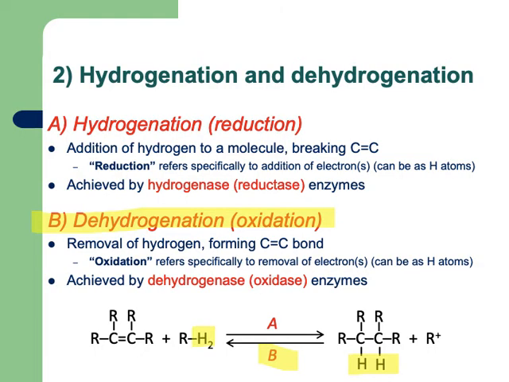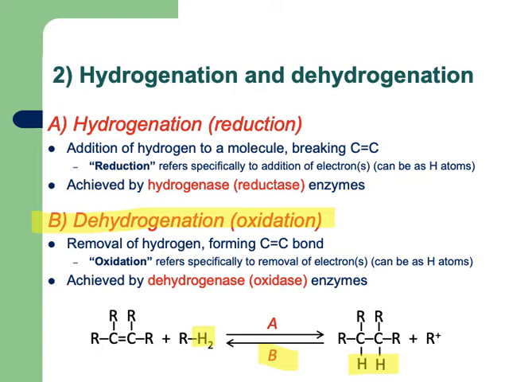The opposite reaction to hydrogenation is dehydrogenation, which is the action of removing hydrogens from a molecule. This is also known as oxidation, where we're losing electrons or losing hydrogens. So it's the removal of hydrogens, and we're actually forming carbon-carbon double bonds. We're forming double bonds because we're removing hydrogens. So oxidation refers specifically to the removal of electrons. In this case, it can also mean the removal of hydrogen atoms.